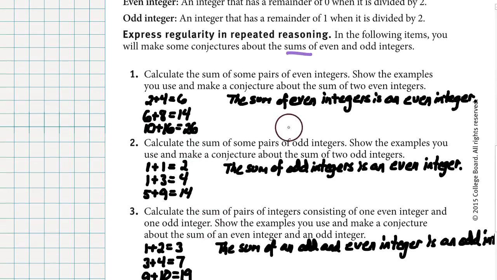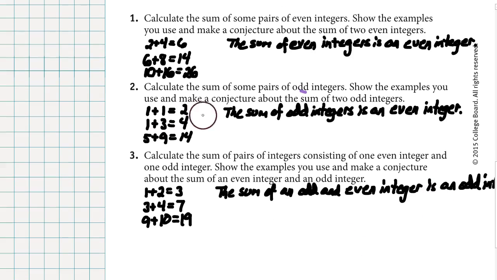Number 2, calculate the sum of some pairs of odd integers. So here are some examples. 1 plus 1 is 2. 1 plus 3 is 4. 5 plus 9 is 14. From these examples, my conjecture is the sum of odd integers is an even integer.